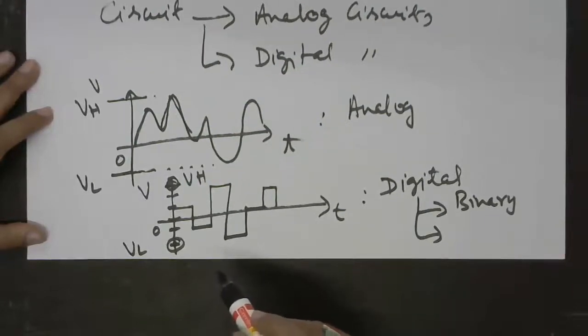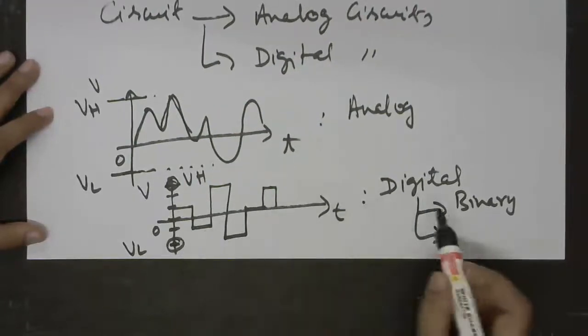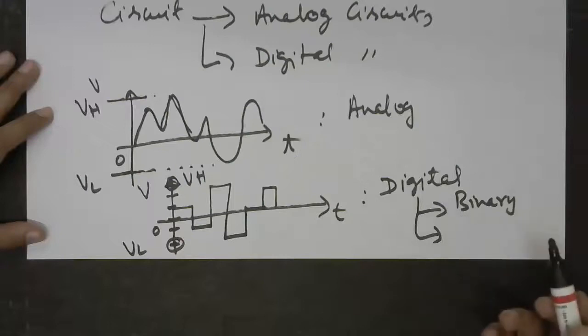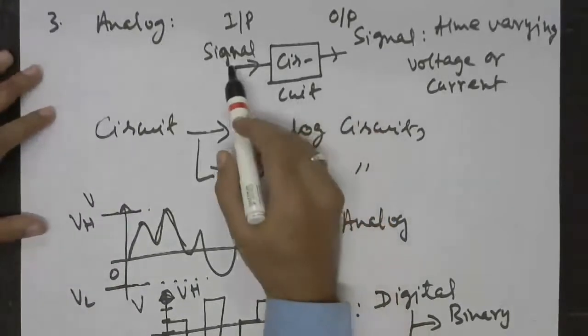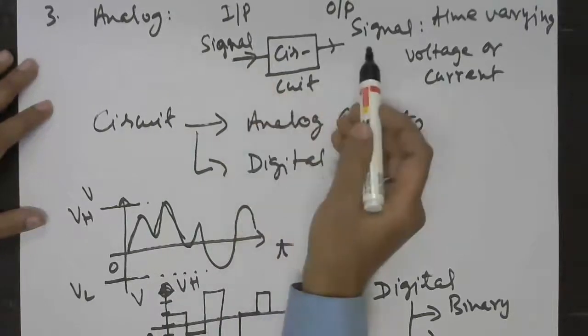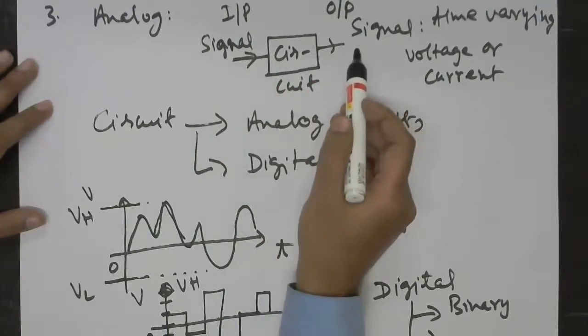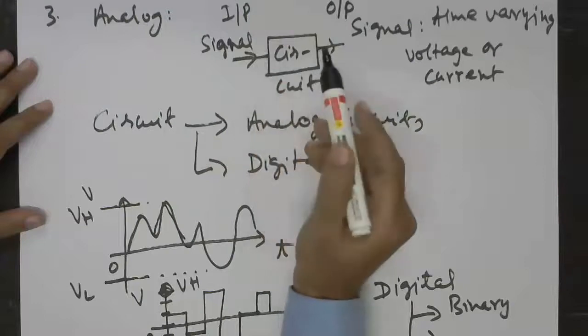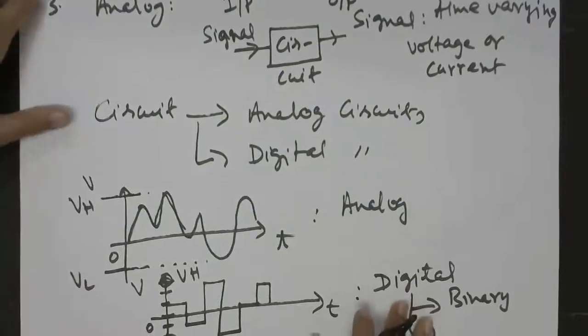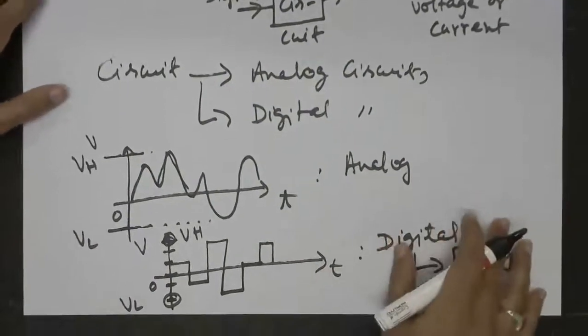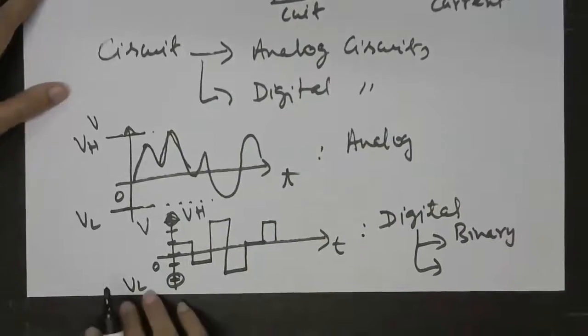So most of the electronic circuits are binary digital. So in short, we simply say digital. So if we have a circuit which senses a digital signal and also produces a digital signal on the output side, then we have digital circuits. And these days, most of the circuits are digital in nature.